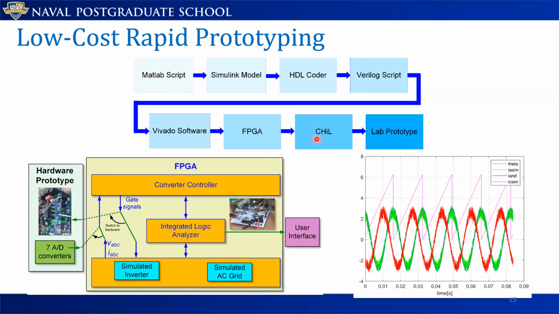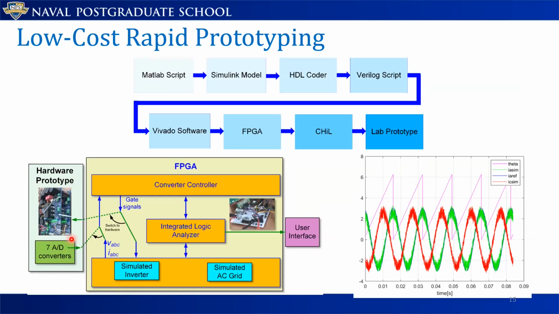When we do CHIL, in the first step, we send the gate signals to the simulated inverter, and the simulated inverter sends back information about the three-phase voltages and currents to the converter controller. Once we verify that this works with CHIL, and we gather pictures like this that tell us that the control system is indeed behaving as we expect, then we can switch to the last step, which is prototyping in the laboratory. We have a hardware laboratory prototype, so the gate signal gets switched from going into the simulated inverter to going into the hardware prototype. Similarly, instead of receiving the voltages and currents from the simulated inverter, we receive them from the 7 ADC converters that we have in the lab.